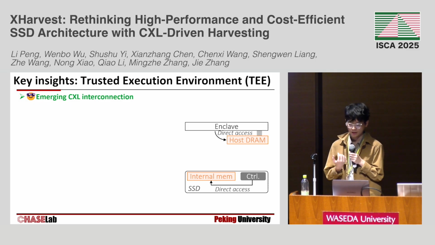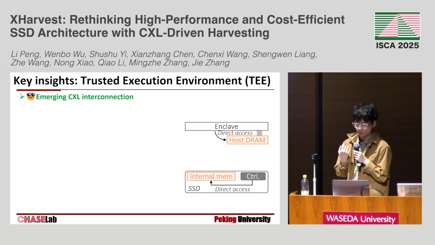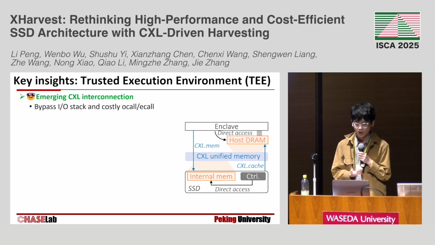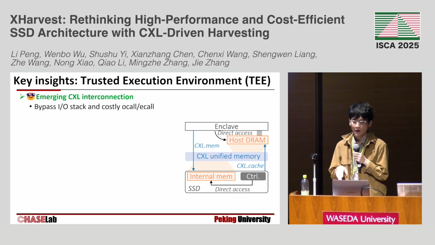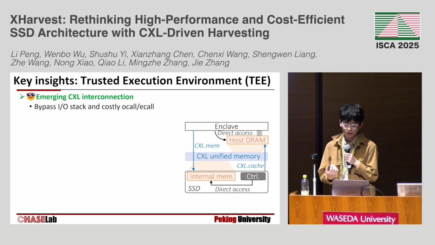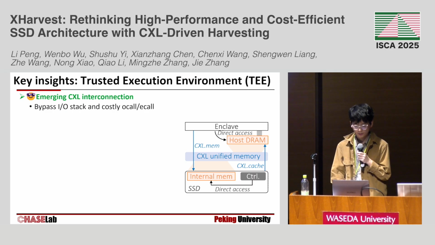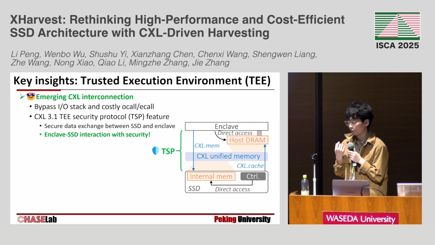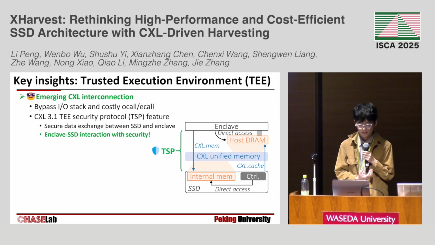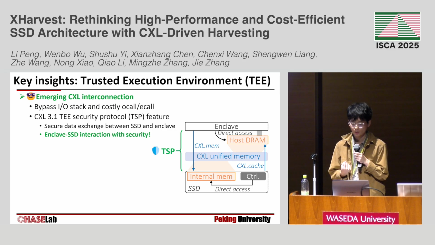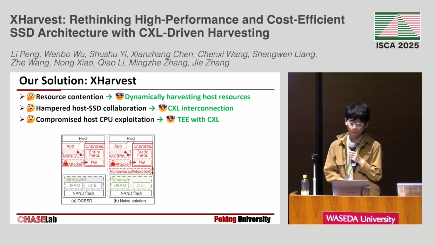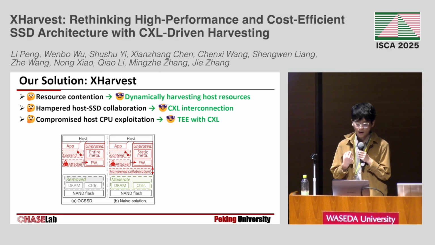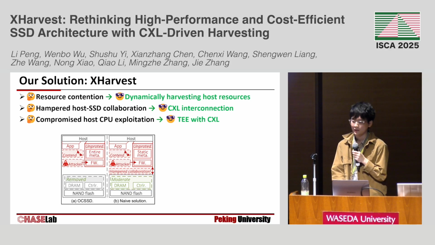Fortunately, the emerging CXL interconnect offers a compelling solution. CXL allows the host to directly access the SSD, which bypasses the IO stack and the costly O-call and eCall functions. More importantly, the new TE security protocol feature in CXL 3.1 can secure the data exchange between the SSD and the enclave, which enables secure enclave-SSD interaction. Inspired by this key insight, we propose XHarvest, a high-performance and cost-efficient SSD architecture.